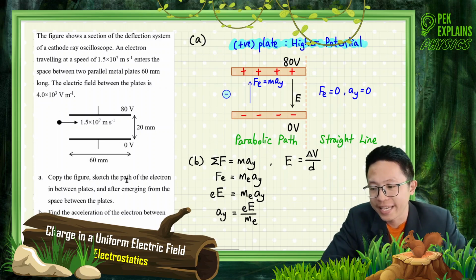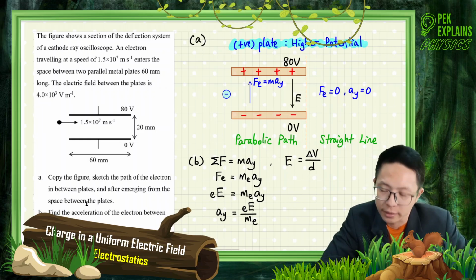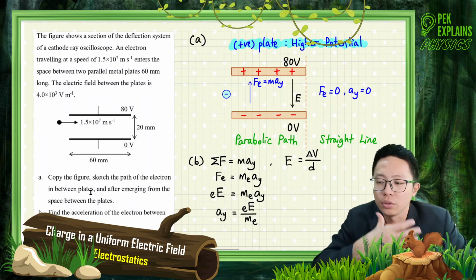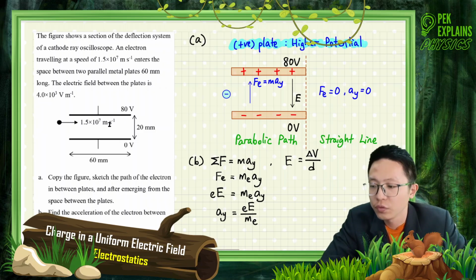Copy the figure and sketch the path of the electron in between the plates and after emerging from the space between the plates. So how will the electron move in between the plate and also after emerging from the plate? So he asked you to copy the figure. I have copied the figure.